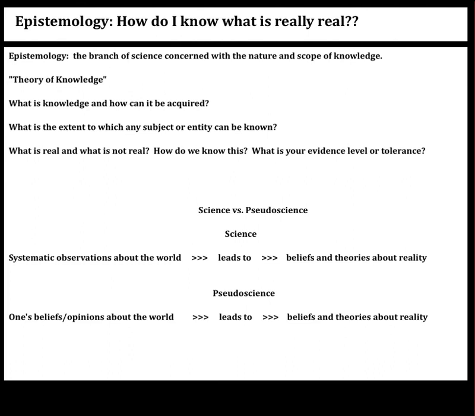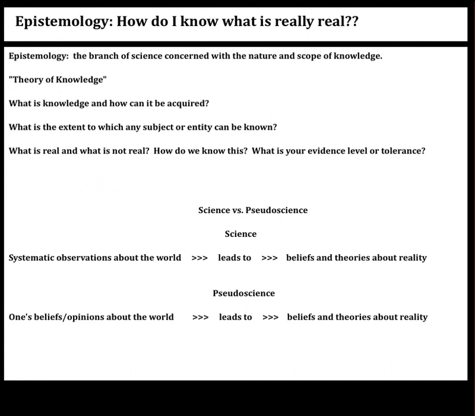So I'd like to make the distinction here between science and pseudoscience. Science, as you can see on the left-hand part of it, is systematic observation about the world that leads to beliefs and theories about reality. So science uses systematic observations about the world, and that leads us to draw theories and belief systems about what is real. On the other hand, pseudoscience consists of one person or one group's beliefs or opinions about the world, and these opinions and beliefs lead to beliefs and theories about reality.